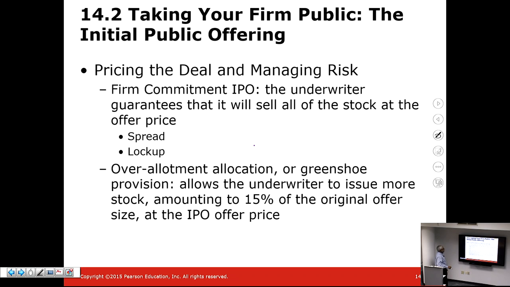public offering. Now, once that valuation is completed, then there are several ways in which the underwriter brings those stock to the public. One of those methods is to use what is called a firm commitment method. In a firm commitment method, the underwriter guarantees that it will sell all of the stock at the offer price. In essence, the underwriter is buying those shares at, let's say, 15.90.